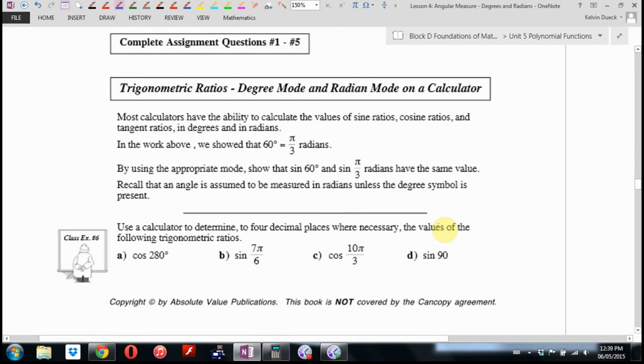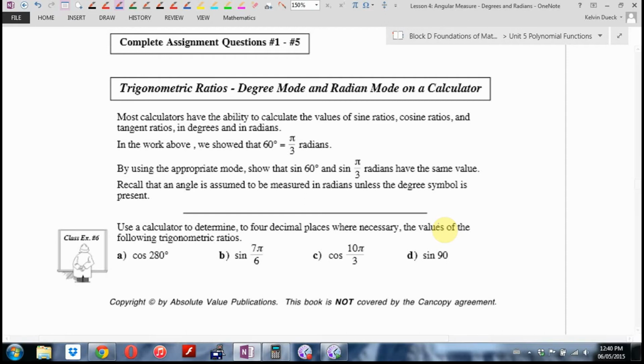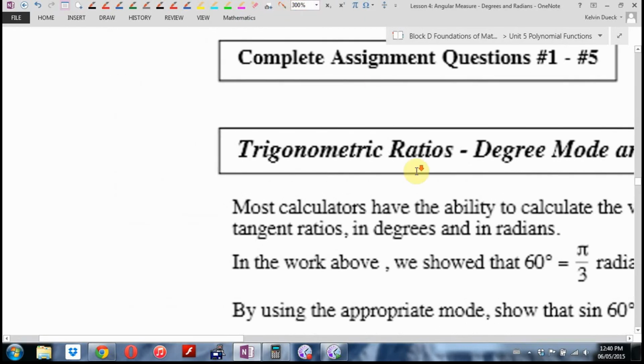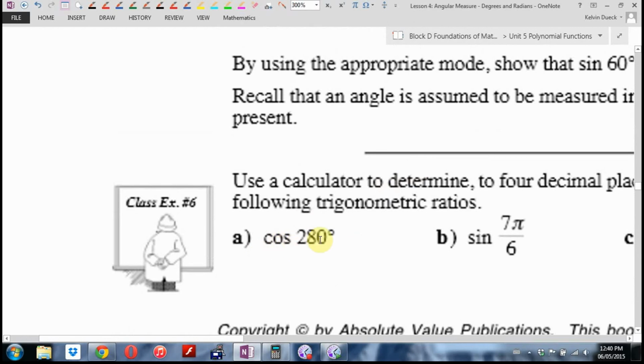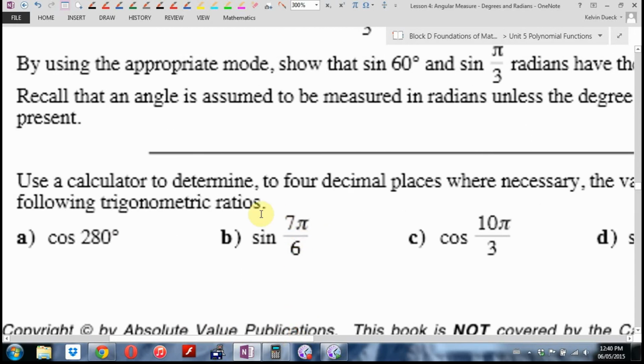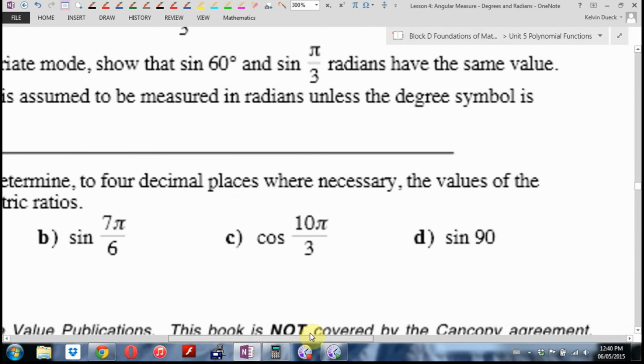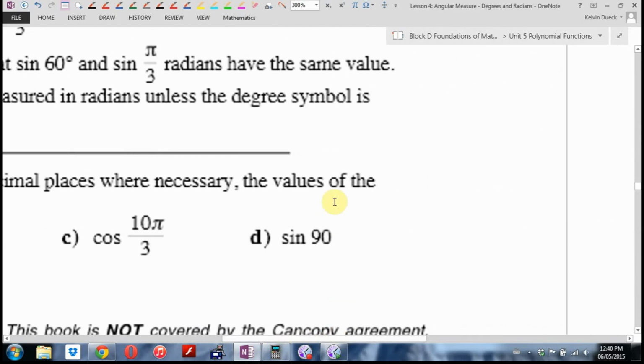What you do have to know, and what you're going to have to get good at, is flipping from degrees to radians. So it says trig ratios, degree mode and radian mode on a calculator. Look up. Okay? This question here, how do I know what mode I want my calculator in? What tells me? I'm going to hit the cosine button, but what mode do I want my angle measure in? Degrees. What about for this question here? Before I do the math, I'm going to have to change my calculator to radians. What about this one here? Oh, wait, 90, isn't that degrees? Only if they put the degree symbol there.